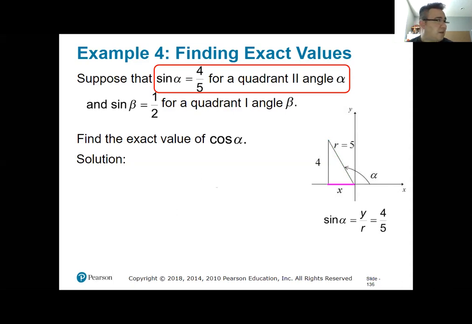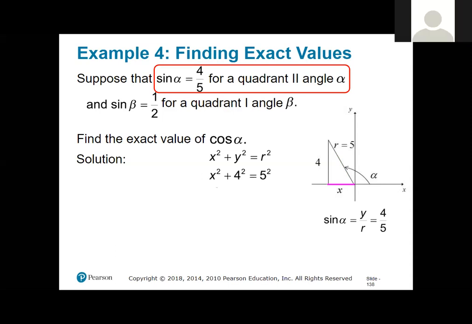And what am I going to use to find that? What formula? It's called the Pythagorean theorem. Good job, Sarah and Jesse. This is going to be x squared plus y squared equals r squared. Well, we know y and we know r, so we just need to solve for x. So it's going to be x squared plus 4 squared equals 5 squared. So x is going to equal plus or minus 3, right?